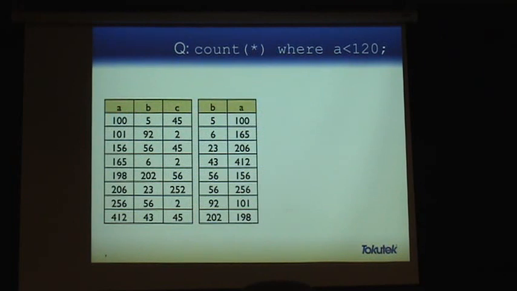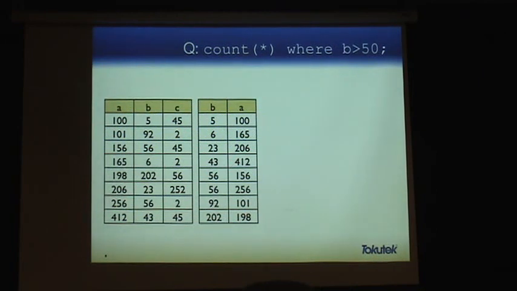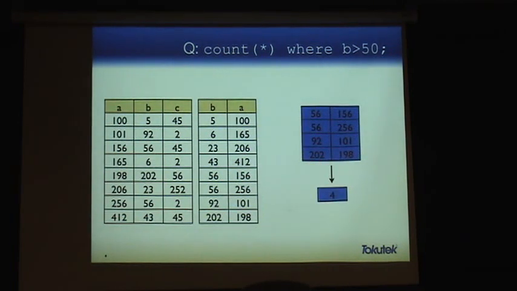Let's take a look at how some queries would behave. Take select count star where A is less than 120. This is just reading a range from the main dictionary, and it gets the value. Another query, select count star where B is greater than 50. This is also a range query, which is fast. On the secondary dictionary, it just looks it up and gets the values there, and that occurs pretty fast.